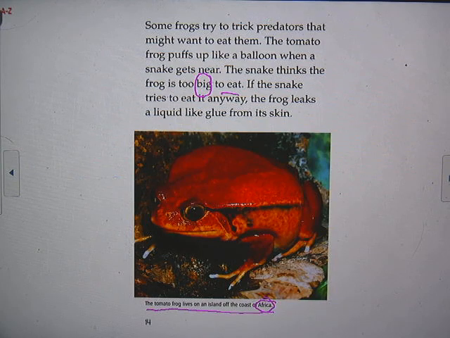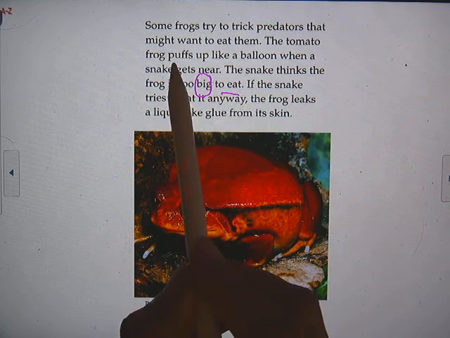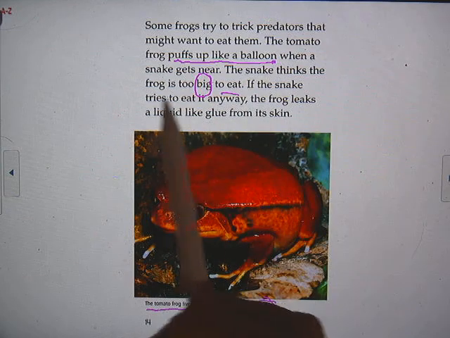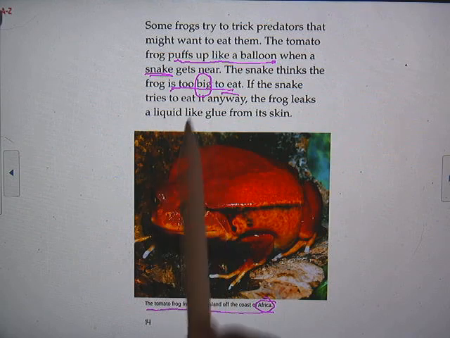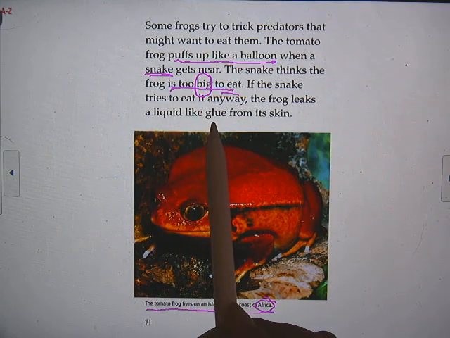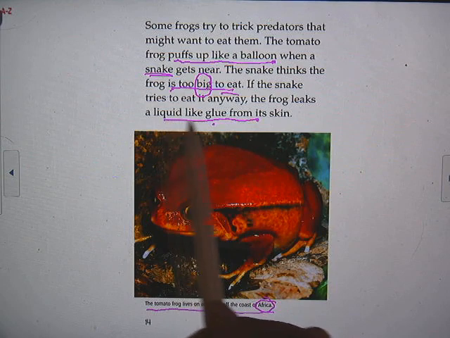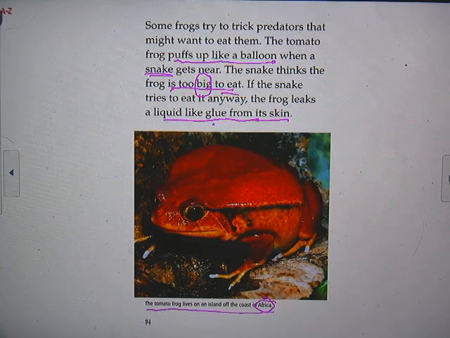So are we going to come across one of these frogs in the United States? No. But if you ever find yourself in Africa, or maybe if you go to a zoo, you might be able to find one of these tomato frogs. Again, how do they protect themselves? They protect themselves by puffing up like a balloon, and then the snake thinks it's too big to eat. And if it does get to eat it anyway, it will produce a liquid like glue from its skin. That does not sound appetizing.